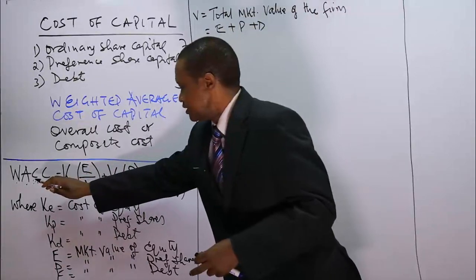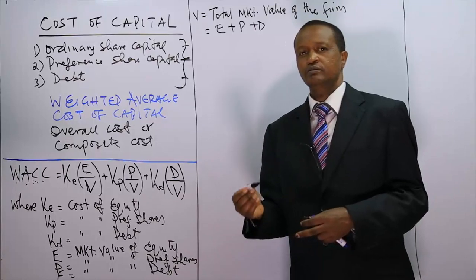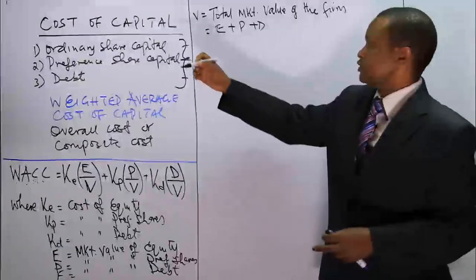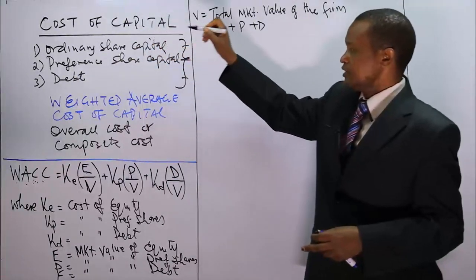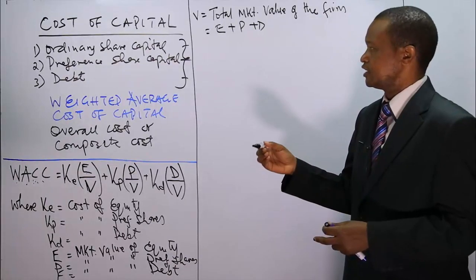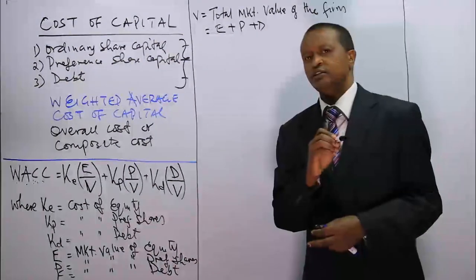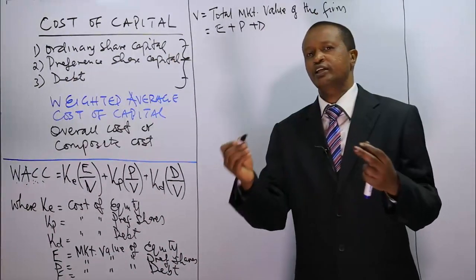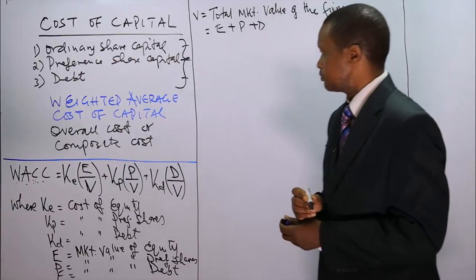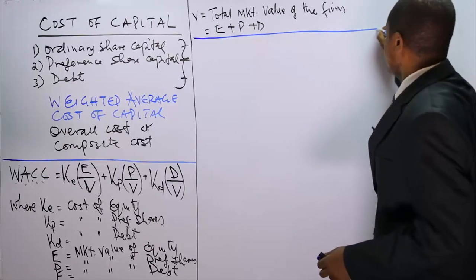We say that the cost of capital of a firm is a weighted average. It is an overall cost which is a weighted average, and every component, every element, every category within the capital structure is proportionately weighted. So that is the formula.